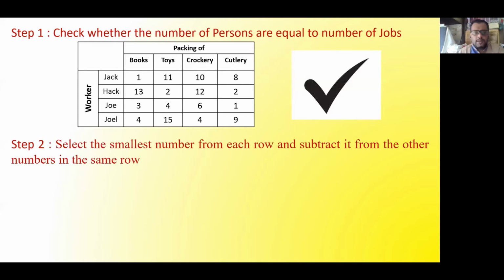Now step 2. Step 2 is to select the smallest number from each row and subtract it from other numbers in the same row. And why we are doing this, I have already told you, we are doing it for comparison. We are making the minimum as the baseline, and from that we are comparing how much more we have to invest if we assign the wrong person for the wrong job. Let it be time, let it be cost.